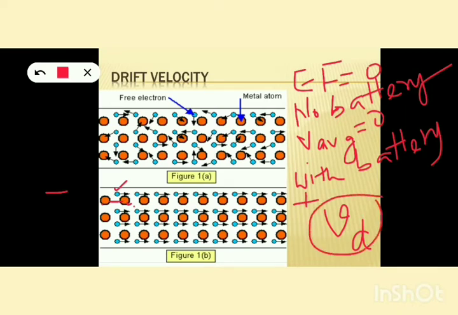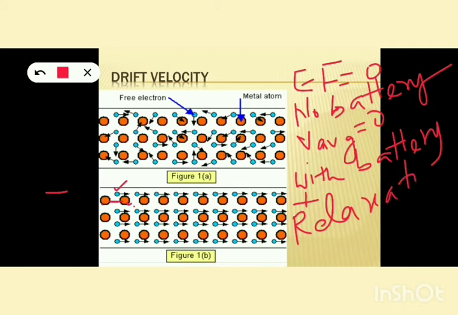And one more thing is there. Time between two successive collisions. Between two successive collisions, some time is there, right? And that time between two successive collisions is known as relaxation time. Relaxation time. And the relaxation time is denoted by the letter tau. Okay, tau is the relaxation time. And what is relaxation time? The time between two successive collisions. That is relaxation time.